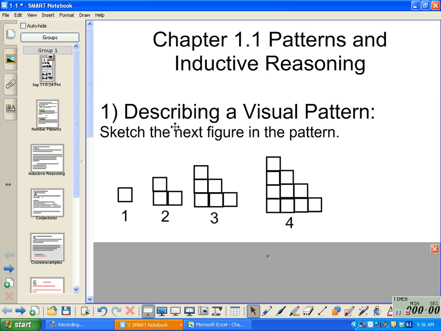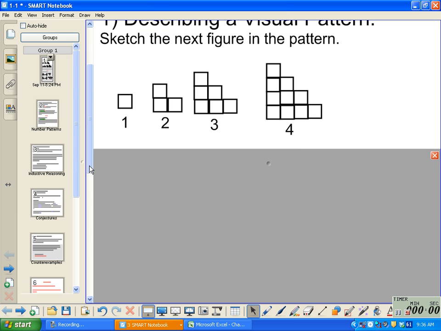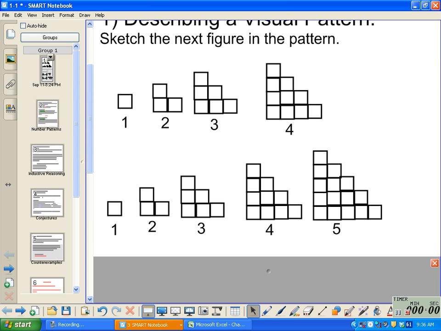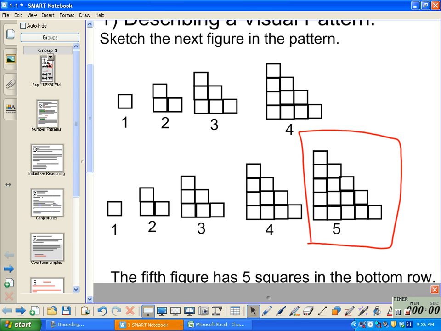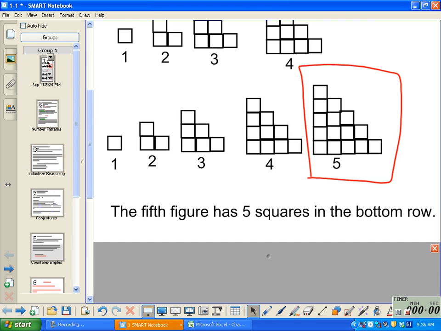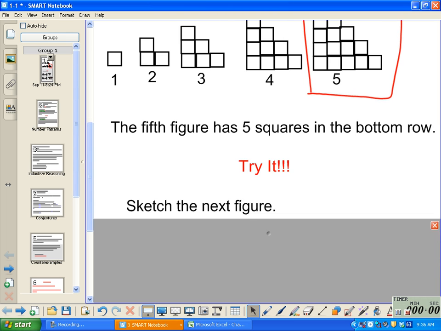Well, if you want to make a guess, you can hit pause and do so. But I'm going to continue on. So pattern 5 looks like this here. In this particular pattern, we see that there are 5 squares in the bottom row. Now you can try it on your own in this next set.